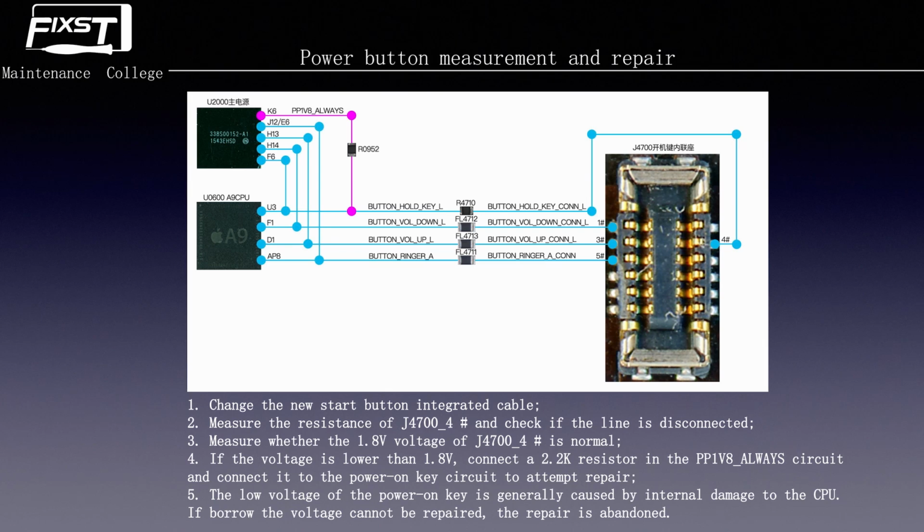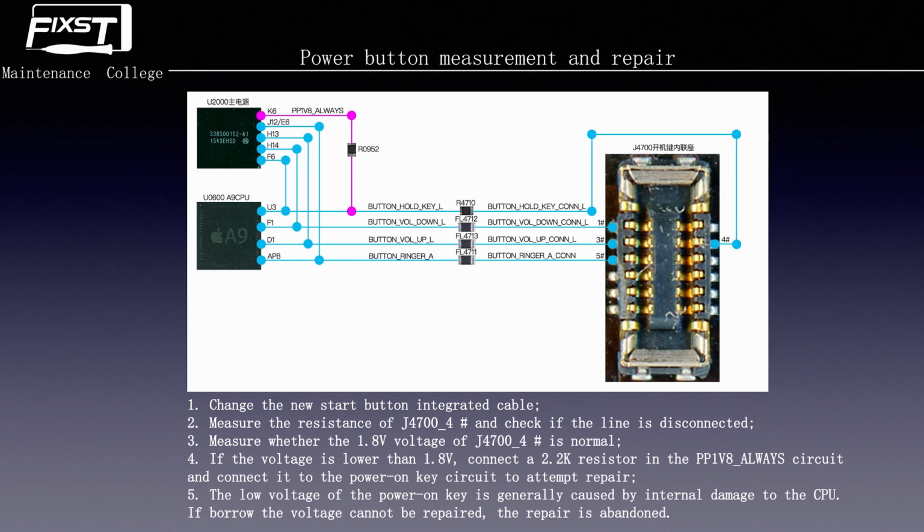We need to test whether the 1.8 voltage at this pin is normal or not. If the voltage is lower than 1.8 voltage, we need to connect a 2.2K resistor between this PP 1.8 always-on circuit and the power on key circuit to try to repair it. Because the low voltage of the power on key is generally caused by internal damage in the CPU.